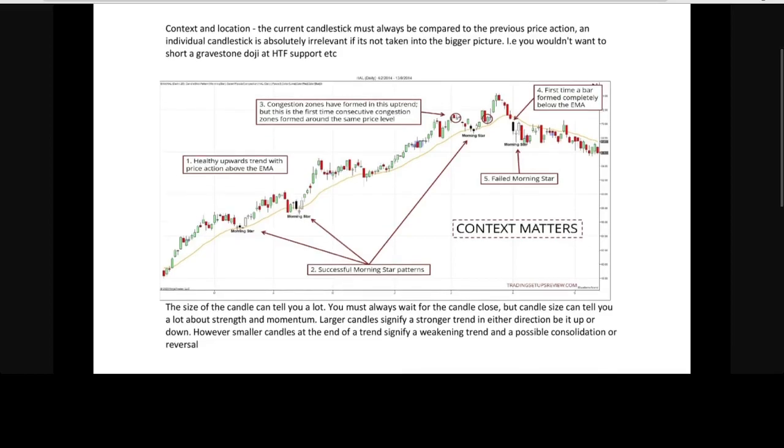So I've got a couple of points here to talk about. So point one is healthy upwards trend with price action above the EMA. Then you've got successful morning star patterns, which is here, here, and here. Then you've got the congestion zones have formed in this uptrend, but this is the first time consecutive congestion zones formed around the same price level. Then you've got the first time a bar formed completely below the EMA, and then you've got a failed morning star. So those are just 5 of the key things to look for, guys.